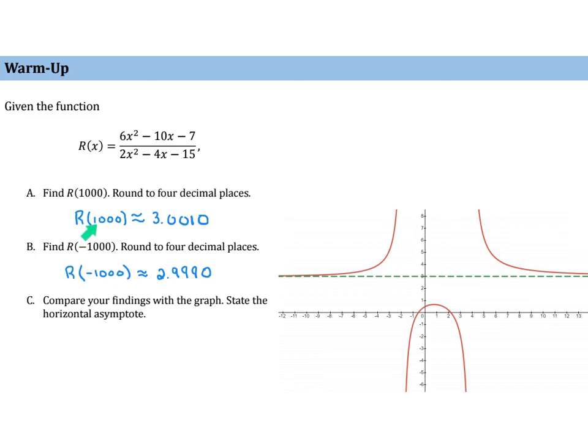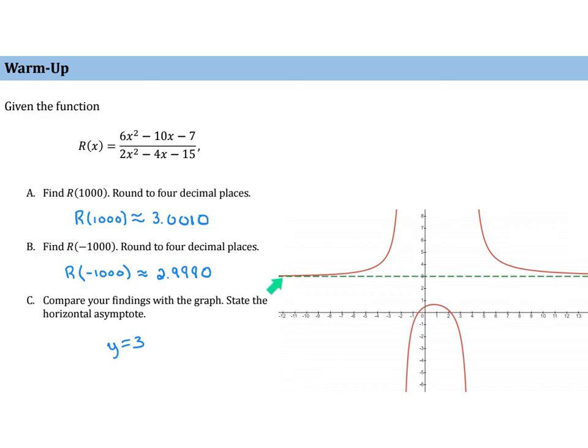If you notice, 1000 and negative 1000 are extreme values of x. So 1000 would be way over on the right of our graph, and negative 1000 would be way on our left on our graph. And what we notice is that as x gets very large or more and more negative, we are approaching 3 in both cases. So if you notice, we have a horizontal asymptote of y equals 3.